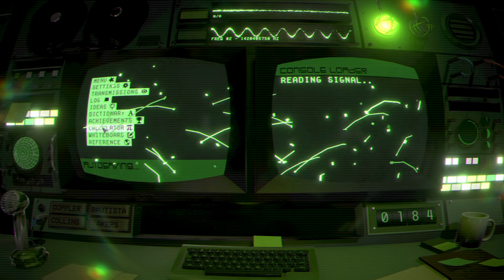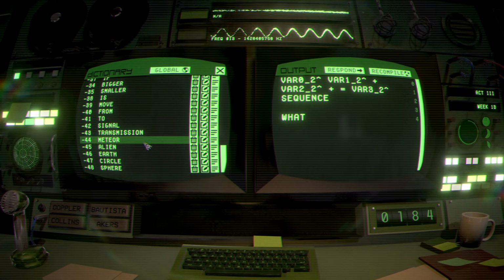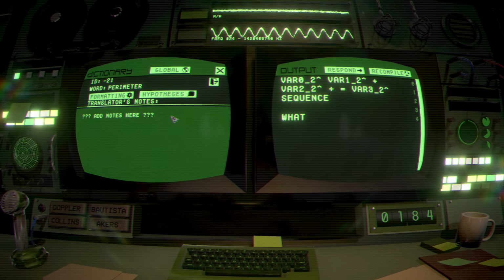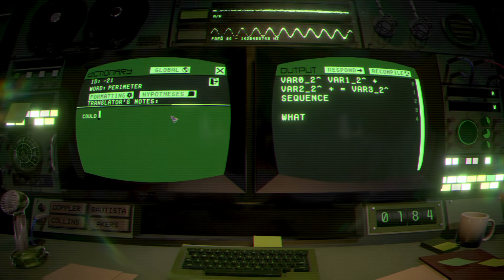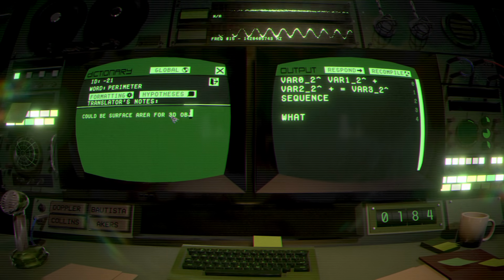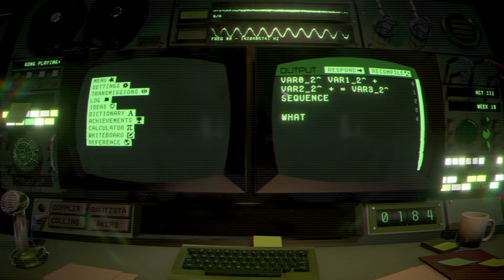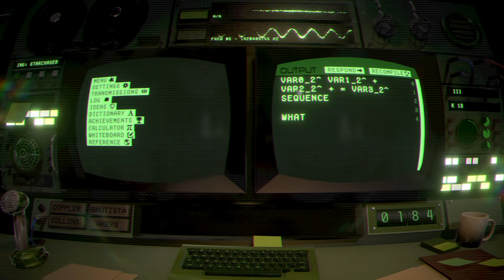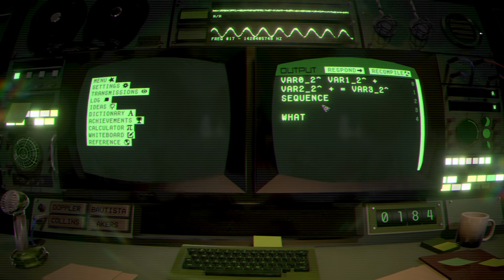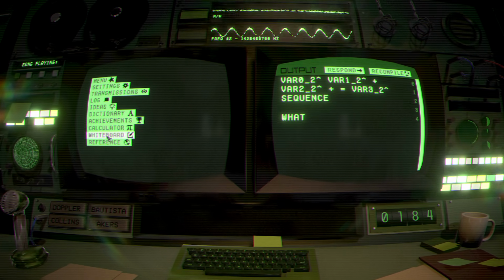Okay, so that might be good to keep in mind. Let's go to the dictionary. So perimeter could be surface area. That's good to know. All right, let's take a look. What do we have here?